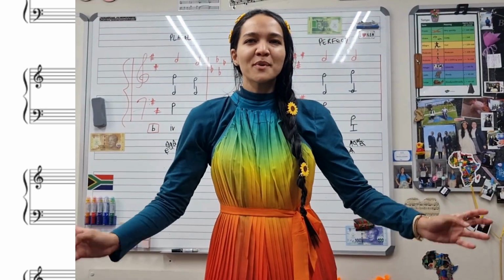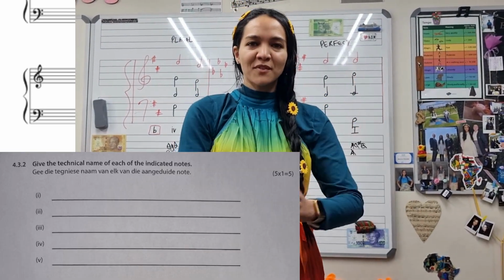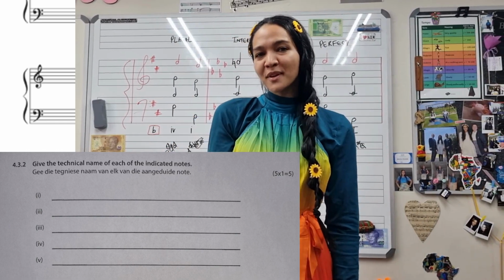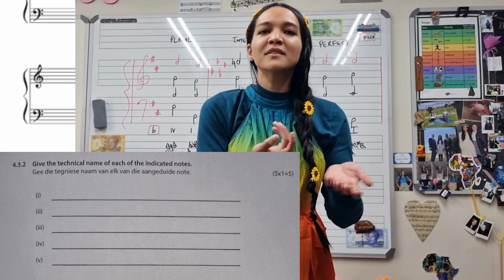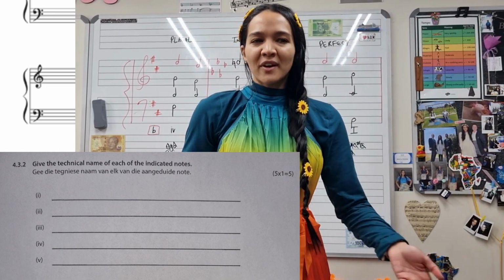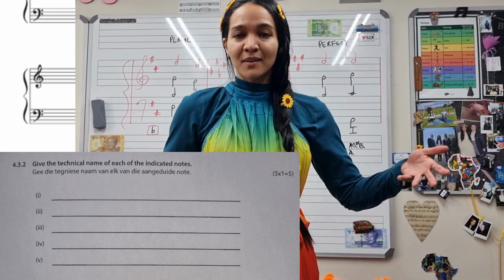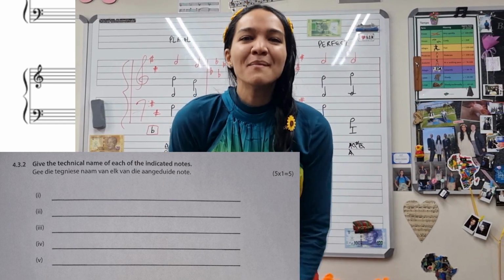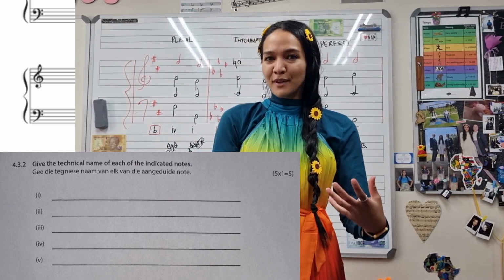In question 4.3.2, we are asked to give the technical names of each of the indicated notes, which of course refer to tonic, supertonic, mediant, subdominant, dominant, submediant, or the leading note. So of course, if you got our key right, we will be able to get this right. But if you got our key wrong, then there's no hope here for us. But we are in D minor, so we need to label the notes accordingly.